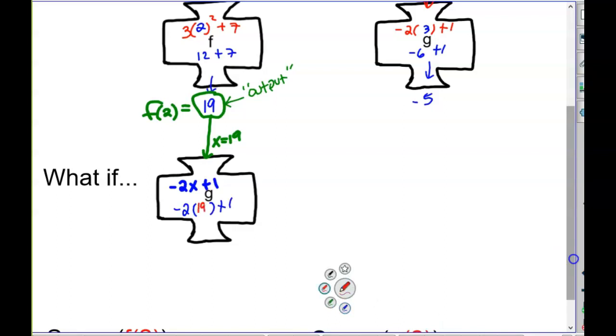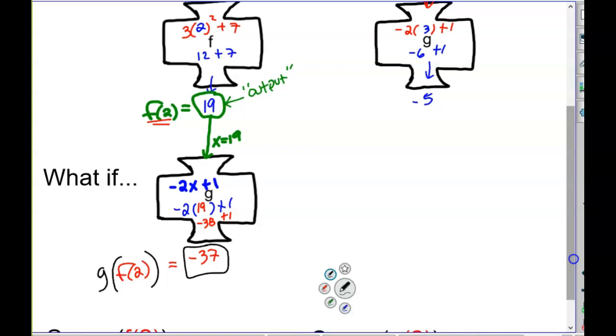So we'll plug 19 in. Let's see, negative 2 times 19 is negative 38. Plus 1 is negative 37. Now the question is what did we just find? Well, it's 2 parts. We did 2 pieces here. The first piece that we did was f of 2. But then we took f of 2, we took its answer, and we plugged it into g.